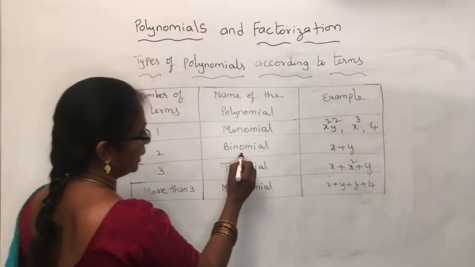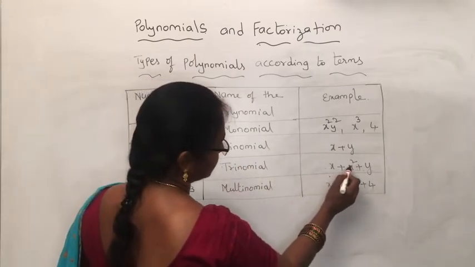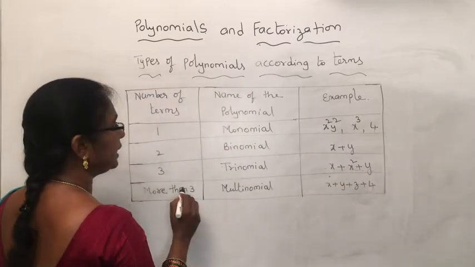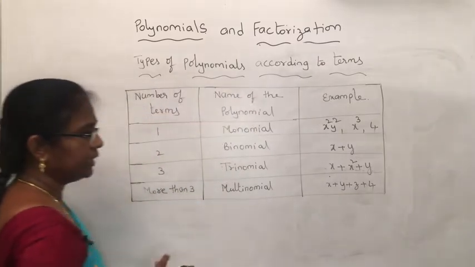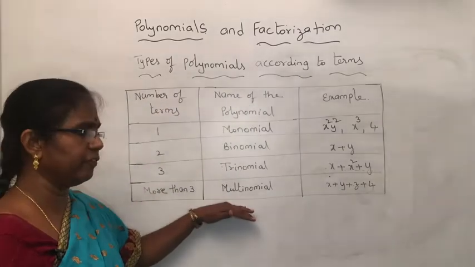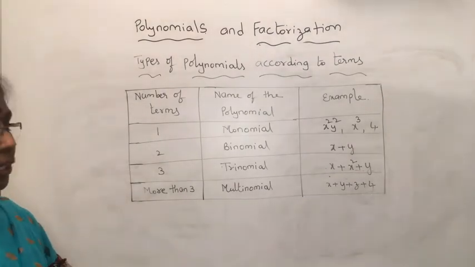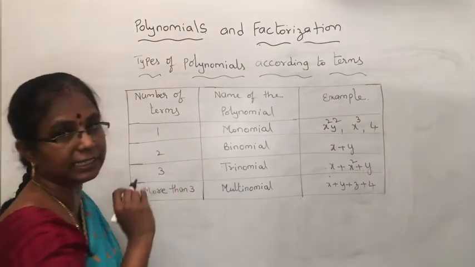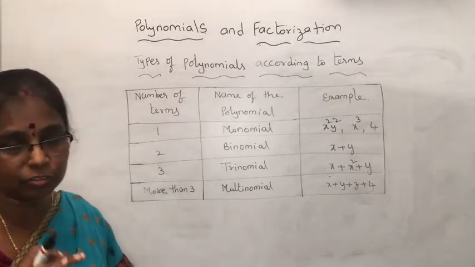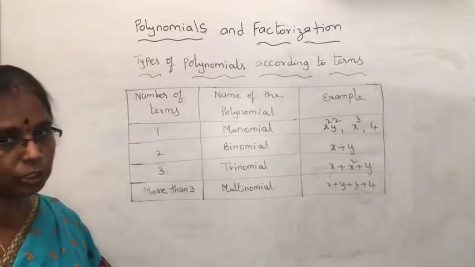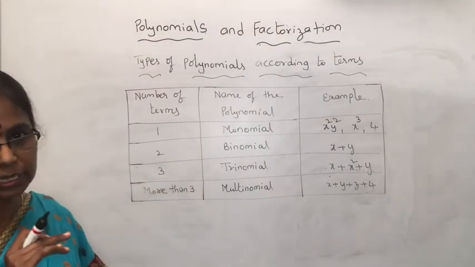Two terms we call a binomial, x plus y. Three terms, trinomial, x plus x square plus y. More than 3 terms we call a multinomial, for example x plus y plus z plus 4. Here one thing we have to observe: every multinomial is a polynomial, but every polynomial is not a multinomial, because if one term is there, we call it a monomial, 2 terms binomial, 3 terms trinomial. When there are more than 3 terms, we call it a multinomial.